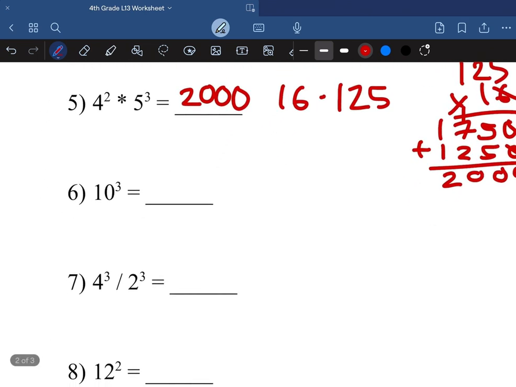Number 6, we have 10 to the power of 3, which is the same thing as 10 times 10 times 10. 10 times 10 is 100. 100 times 10 is 1000.